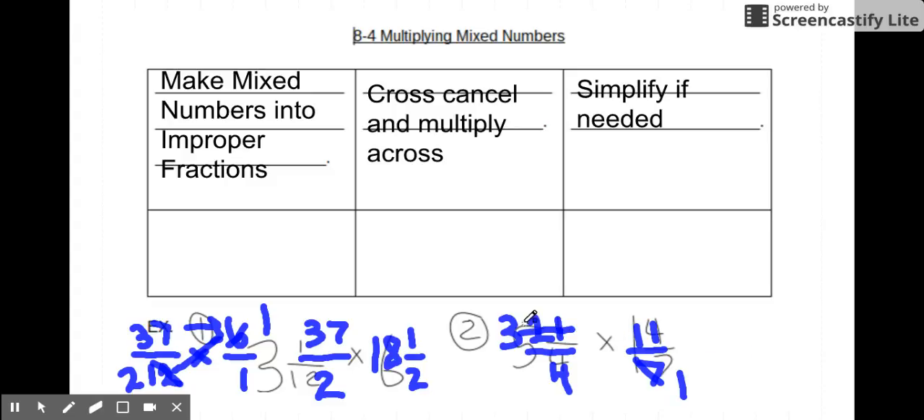And then you multiply across. So 3 times 11 is 33. And then 4 times 1 is 4. 33 over 4. Simplifying it, there's nothing that'll go into both of those, so it's technically in simplest form, but it's an improper fraction. So if you wanted to change it to a mixed number, which I'm not requiring, it would be 8 1/4. 4 goes into 33 8 times, which gets you to 32, which means there's 1 left over.